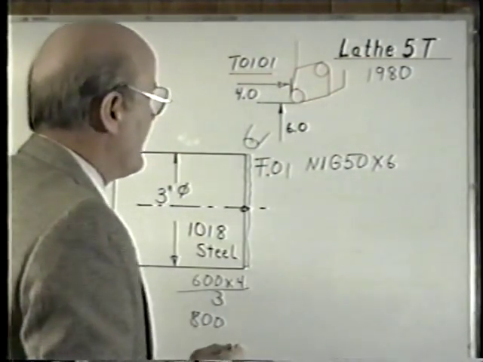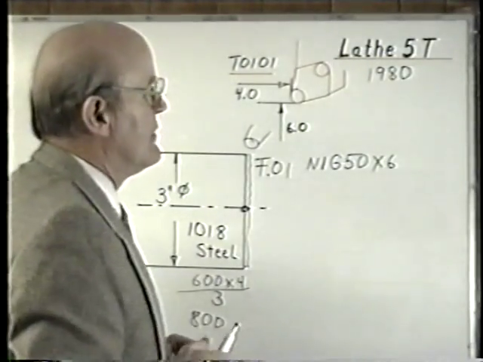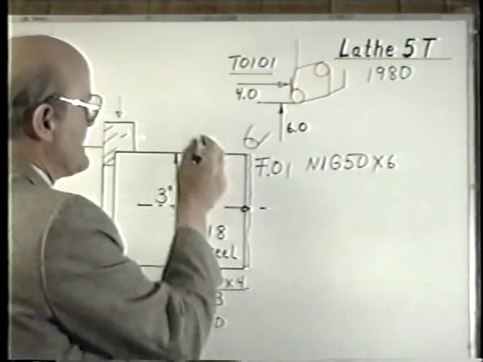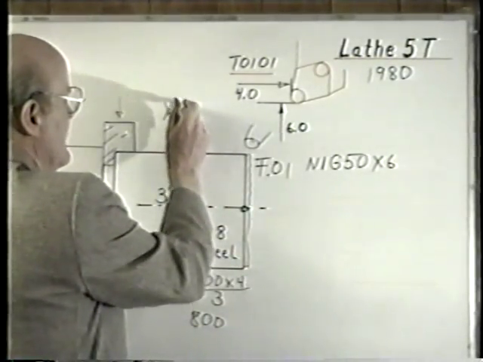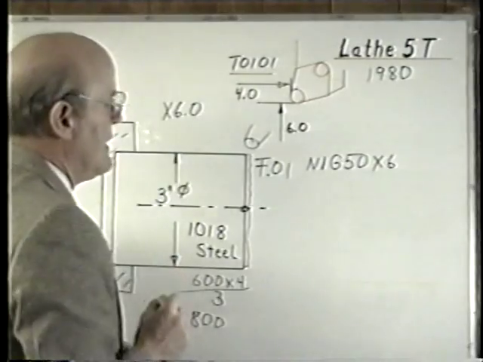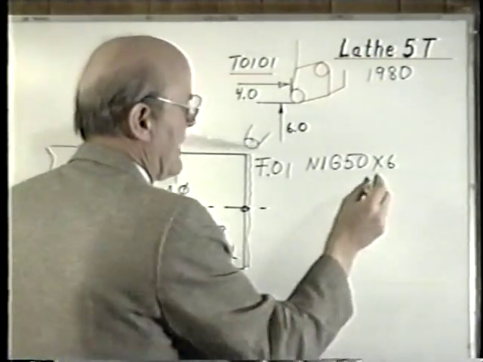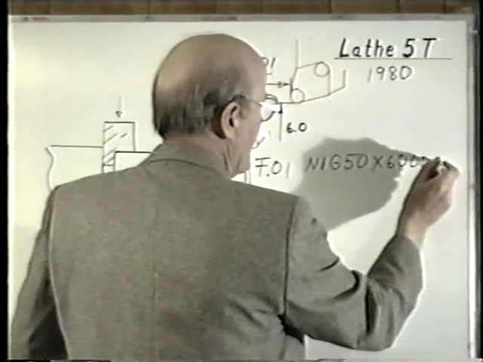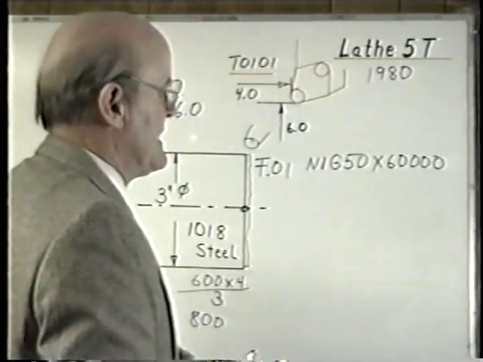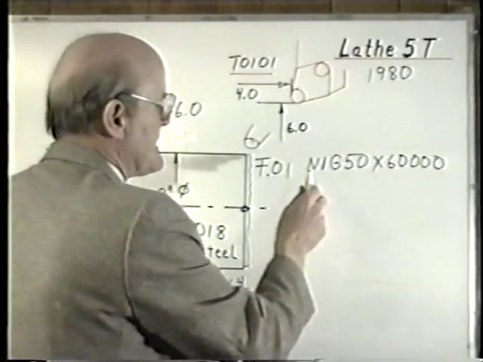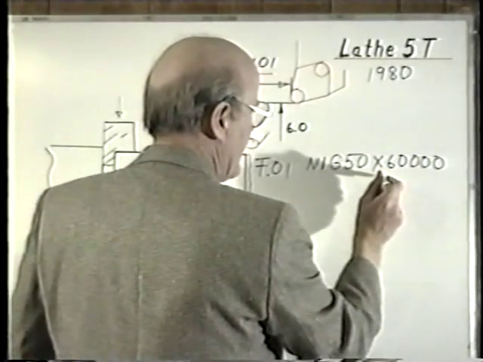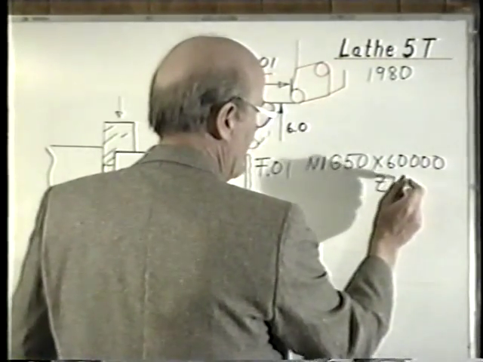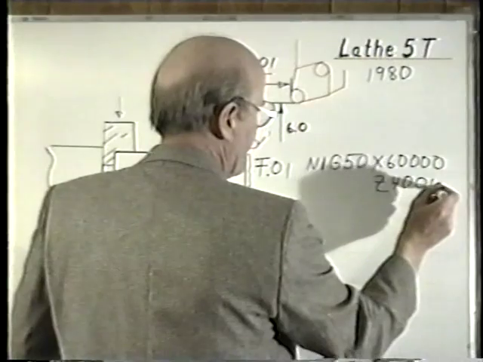One of the major differences between this and the newer controls is that I could not write decimal point numbers. I could not write X 6.0. I would have to write it out longhand in tenths. 1, 2, 3, 4. That would mean 6 inches. And into that same line, I would put the Z dimension, and the Z dimension would be 4, 0, 0, 0, 0.